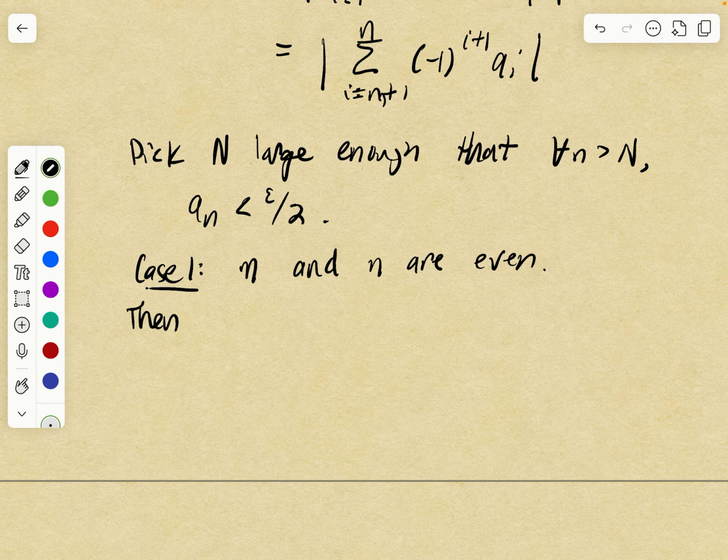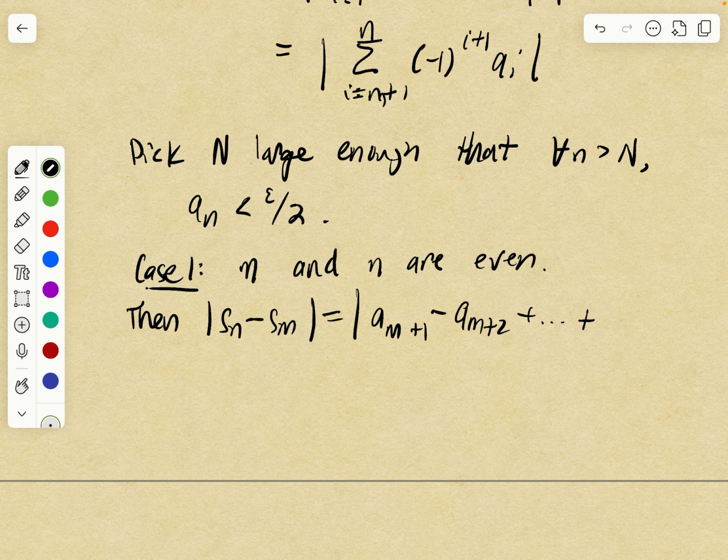Well, then S sub n minus S sub m in absolute value is the absolute value of a sub m plus 1 minus a sub m plus 2 plus dot dot dot plus. Now since m is even, m plus 1 is odd, and so there's no negative 1 in front. There's no minus sign in front of the a sub m plus 1, but there is a minus sign in front of the a sub n. Okay, so you're going to get plus dot dot dot plus a sub n minus 1 minus a sub n. That's how the series ends.